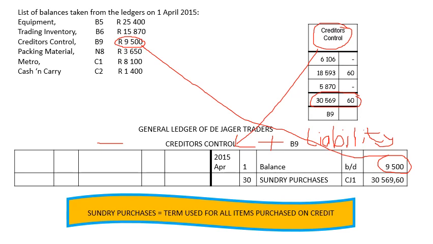We saw this in CJ1. If you go back to the journal, you will see that we bought equipment, we bought packing material, and we bought trading inventory. There's no way that you will fit all of that in this little space. So we need to find a term that tells us this is the total of all the stuff we bought on credit, and that term is called sundry purchases. So sundry purchases is the term used for all items purchased on credit.